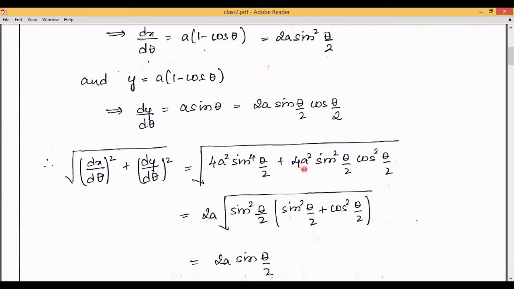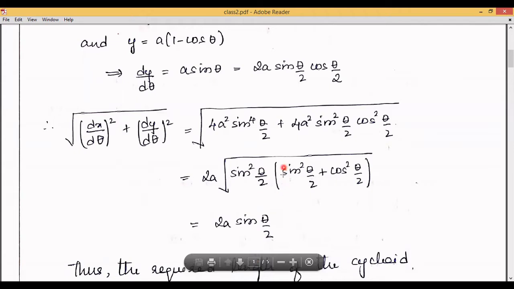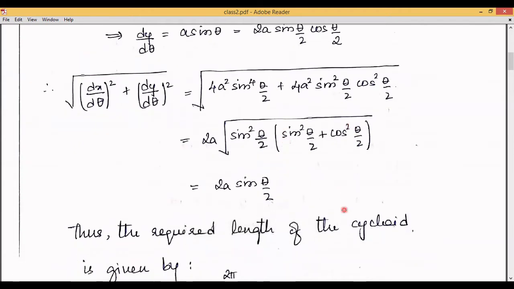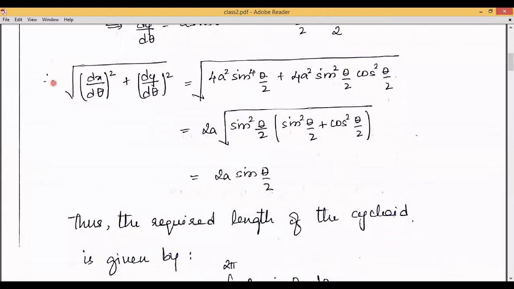In these two terms, you have 4a square common and also sine square theta by 2 common. So when you remove that, the left out thing is sine square theta by 2 in the first term and cos square theta by 2 in the second term. And this 4a square, when you take it out of the root, becomes 2a. And sine square theta by 2, when you take it out of the root, becomes sine theta by 2. And this will become 1. So here you have found out what the root is.